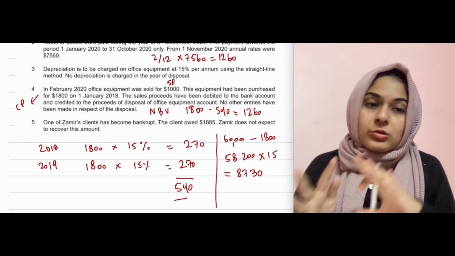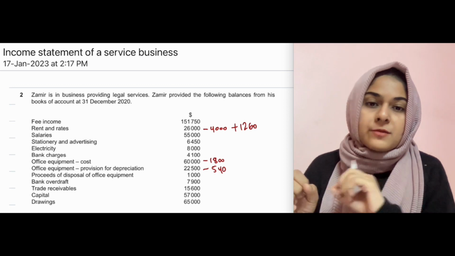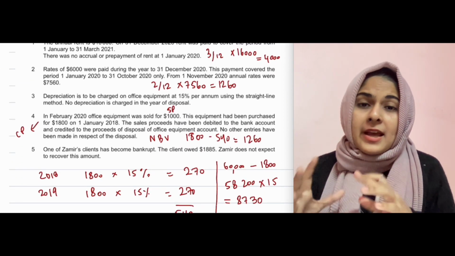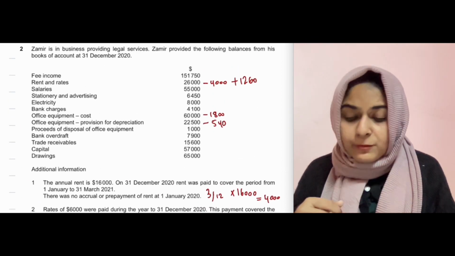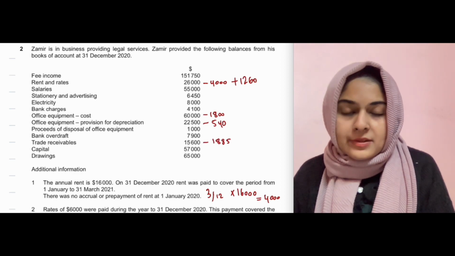So that goes to the irrecoverable debts account. So we'll actually make an expense for irrecoverable debts, and that will be 1885. And then when we are making the asset section of the statement of financial position, we have to remove 1885 from trade receivables because this is not our trade receivable anymore.